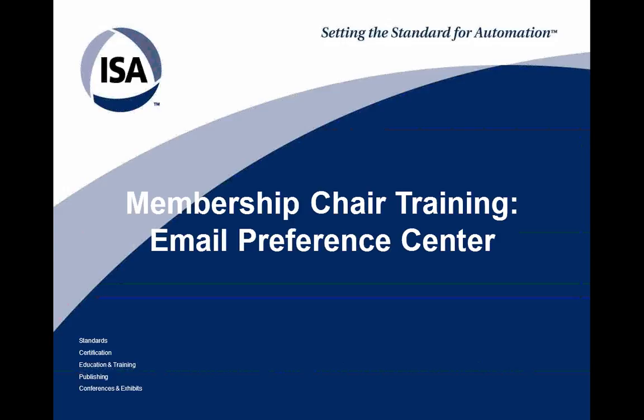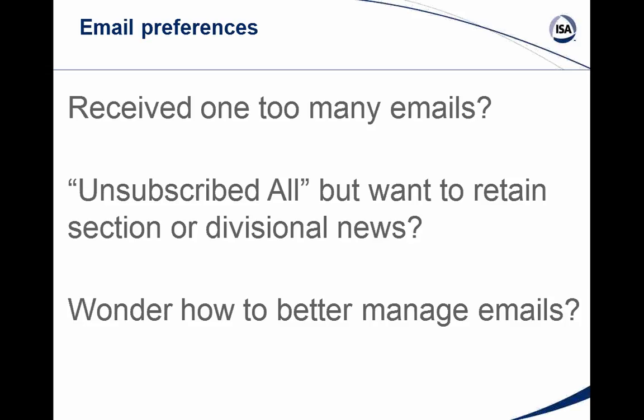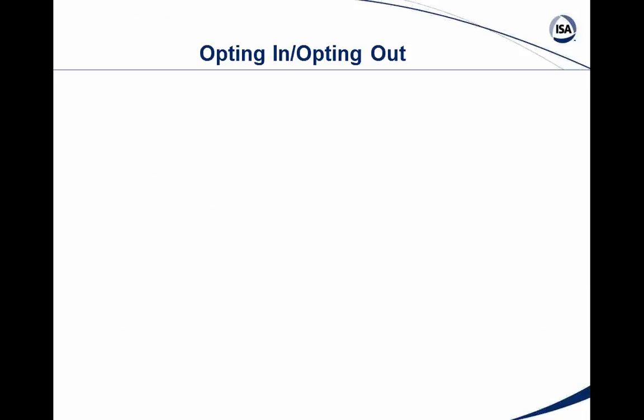So today's main topic is the Email Preference Center. Have you received one too many emails, or do you know somebody who has joined up and received all the emails ISA could possibly send? Have you unsubscribed all, but didn't realize you wouldn't be getting the section or divisional news any longer? Do you wonder how to better manage emails? So this session will talk about opting in and opting out through the Email Preference Center.